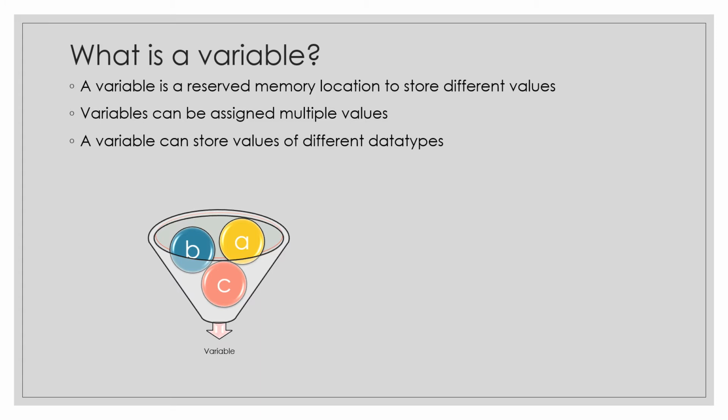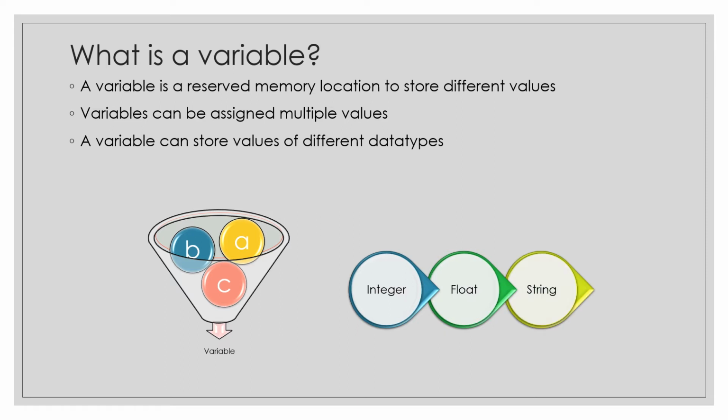A variable can store values of different data types. The data types are integer, float, string, boolean, etc. For understanding data types in detail, you can click on the I button.